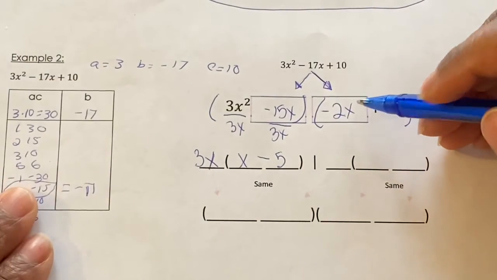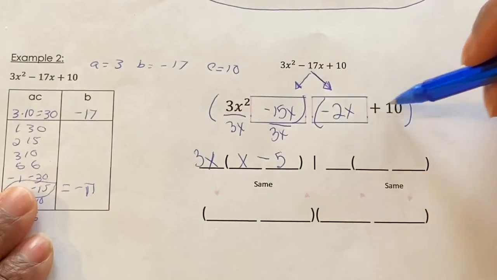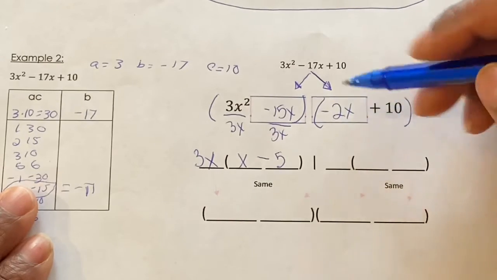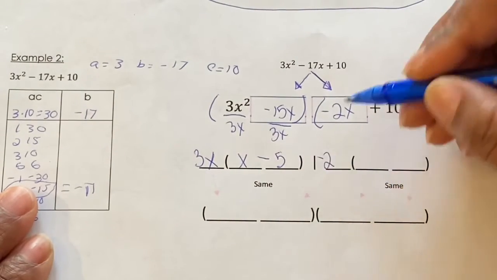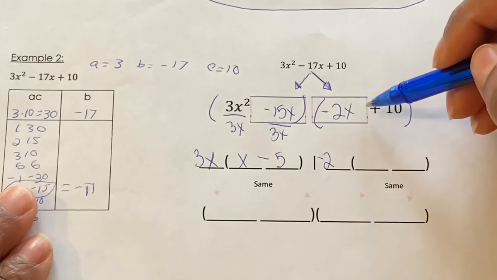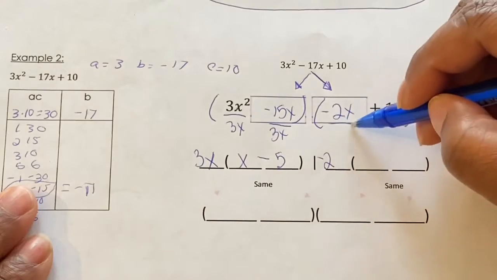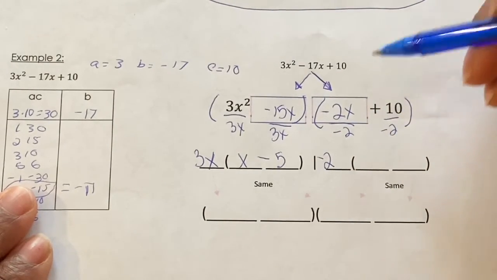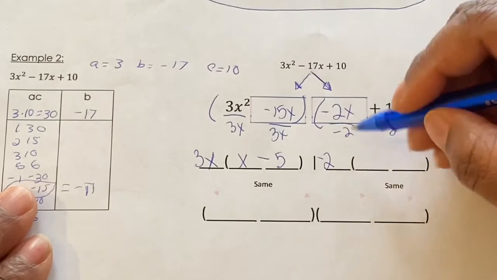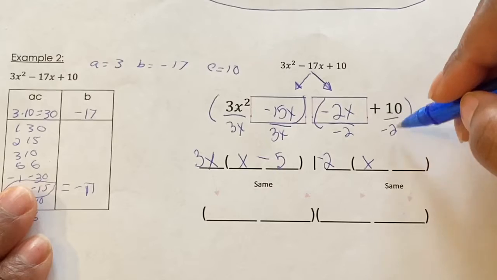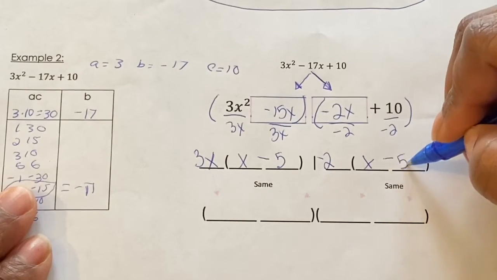Doing the same thing for the second set of parentheses, negative 2x plus 10, the greatest common factor is going to be negative 2. And I took out the negative 2 because I noticed that, okay, so let's say I divide by negative 2 on both sides. Negative 2x divided by negative 2 is going to give me x left. And then positive 10 divided by negative 2 is going to give me minus 5.